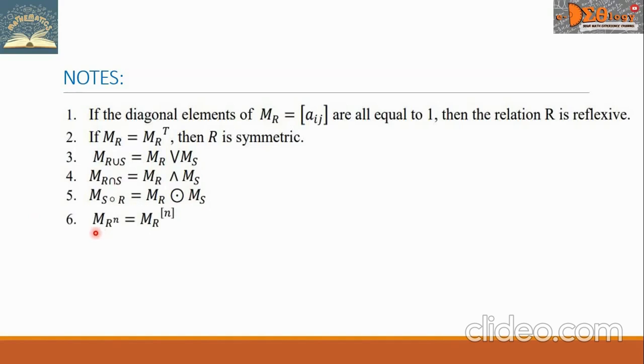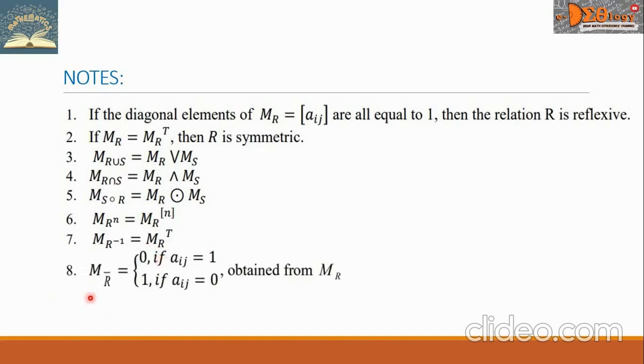Number 6, M sub R raised to n is equal to the matrix M sub R, and this matrix is raised to n power. Number 7, the M sub R inverse is equal to the transpose of M sub R. Number 8, the M sub R complement equals 0 if A sub ij equals 1, or the value is 1 if A sub ij equals 0, obtained from the M sub R.